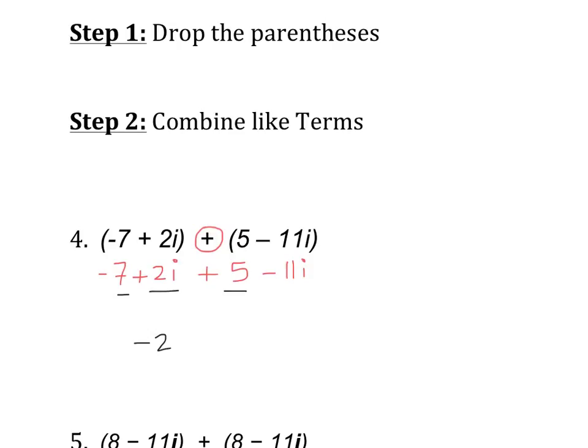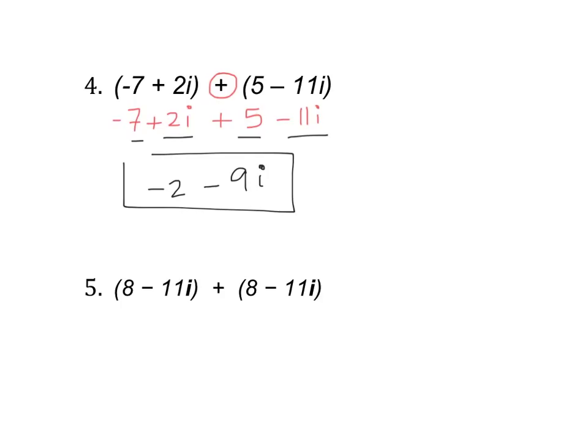Now 2i and -11i are two imaginary numbers. You can think of it as x. So 2x minus 11x. So that would be a minus 9x. Okay, so think of i as an x, and there you go. I just added the two complex numbers. So when we add two complex numbers, we ended up with a complex number -2 minus 9i.